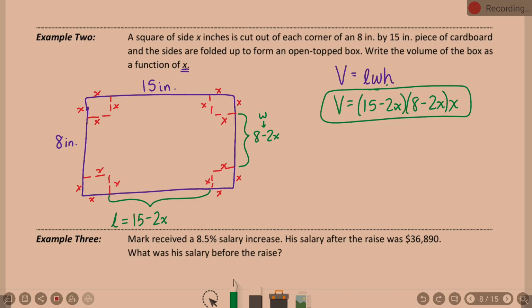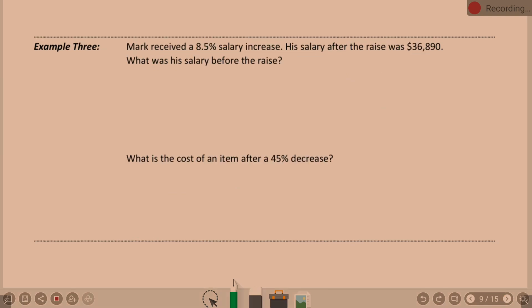Ready for the next one? Okay, let's talk about Mark. Mark received an 8.5% salary increase. I wish. His salary after the raise was $36,890. What was his salary before the raise? Okay, I'll take that increase. I don't want that salary.